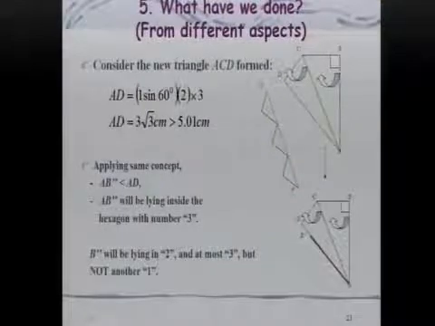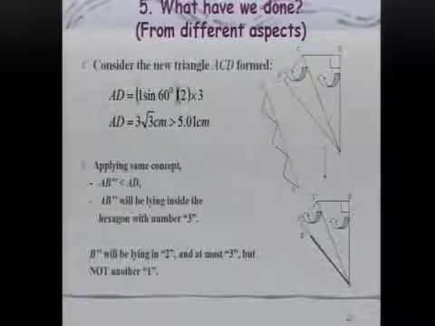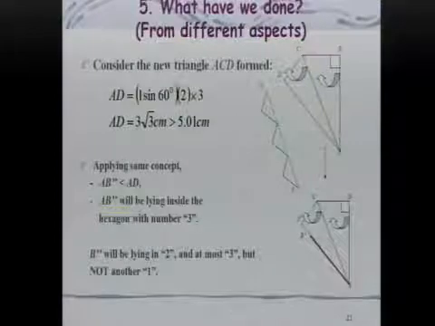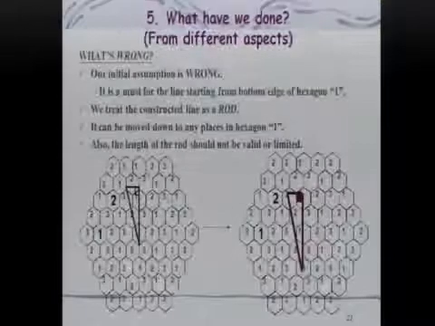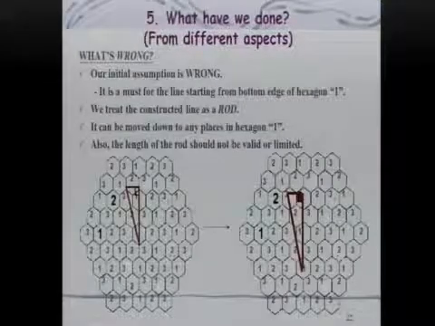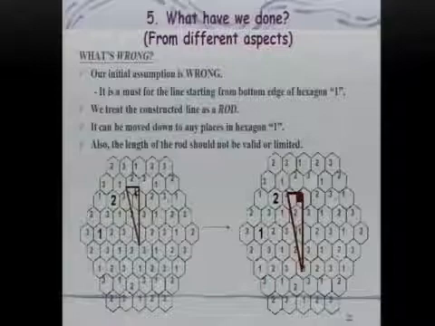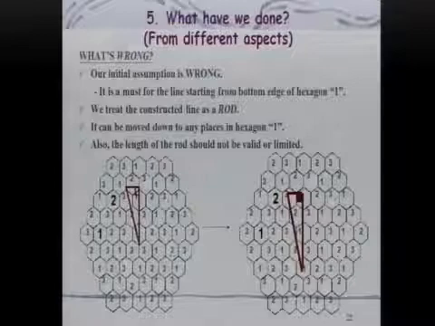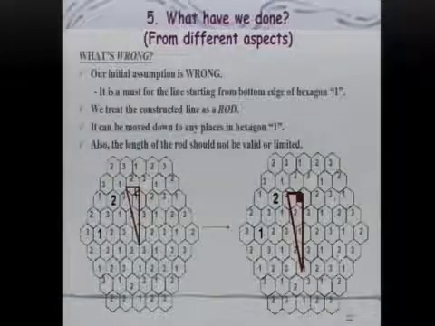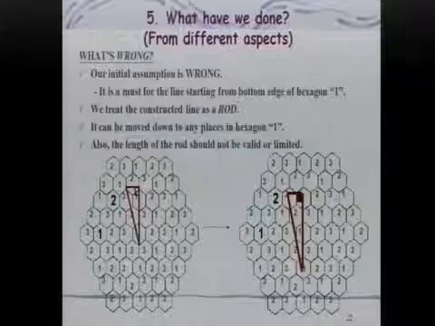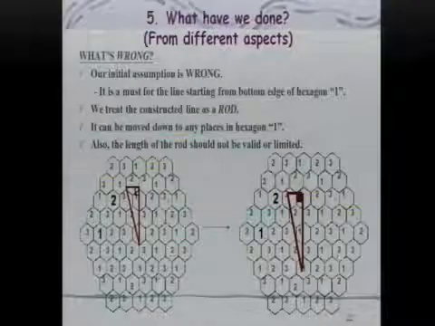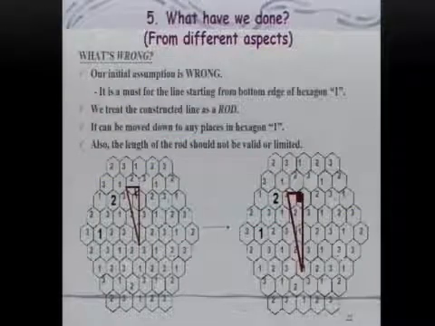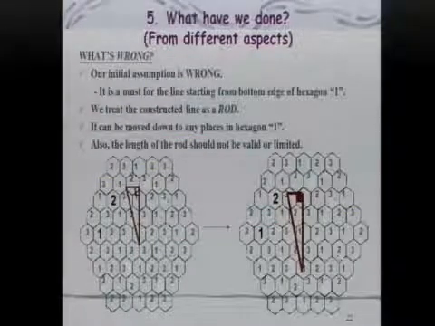Consider AD will be greater than 5.01, and applying the same concept, we can see B prime will be lying inside hexagon 3, but not another one. However, the above proof is wrong due to a wrongly set assumption at the initial stage. If we choose to construct a line as the rod, the starting end of the rod is not valid and not fixed. It can be started from any places in hexagon 1. Also, the length of the rod cannot be valid and limited and can be extended to any length as I like. So the above proof is wrong.